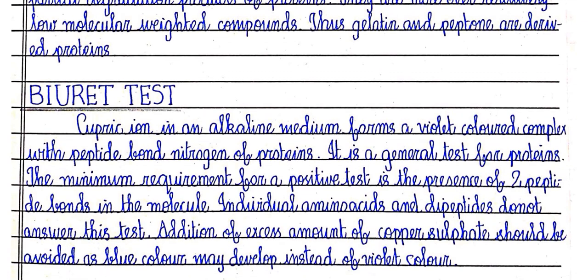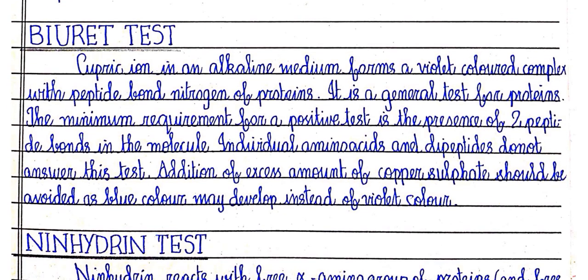Biuret test. Cupric ion in an alkaline medium forms a violet colored complex with the peptide bond nitrogen of proteins. It is a general test for proteins. The minimum requirement for a positive test is the presence of two peptide bonds in the molecule. Individual amino acids and dipeptides do not answer this test. Two bonds is a must. Addition of an excess amount of copper sulfate should be avoided, as the blue color may develop instead of the violet color.